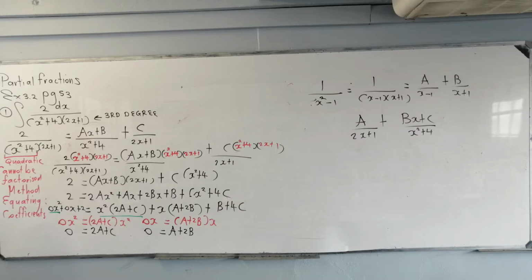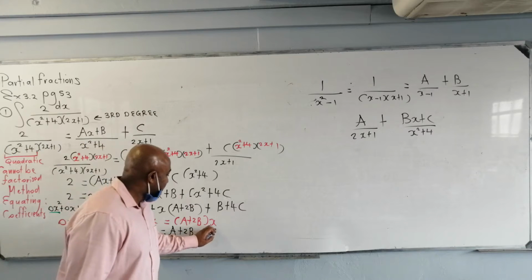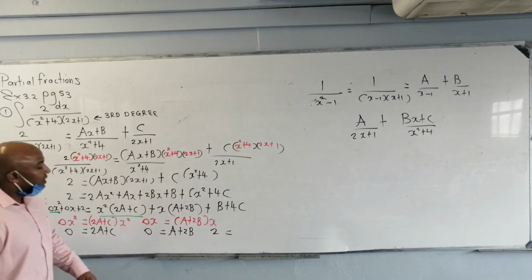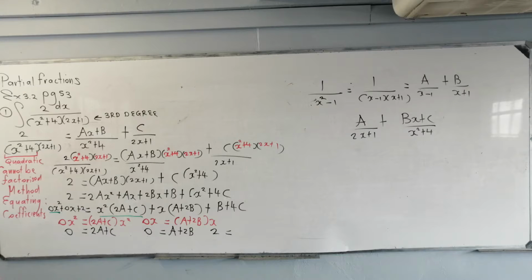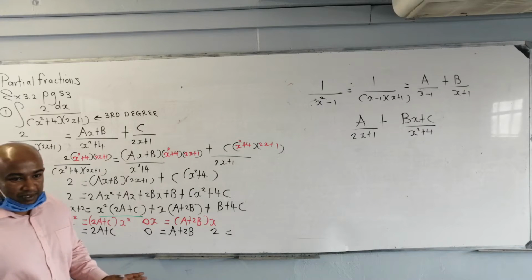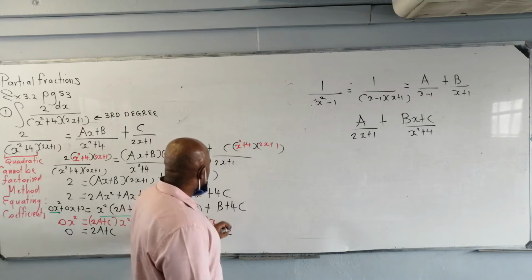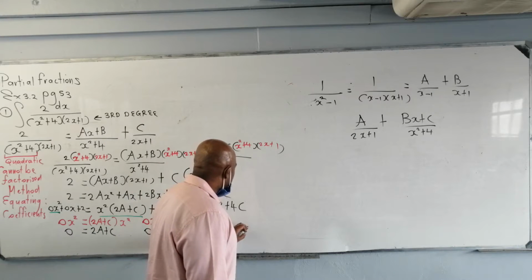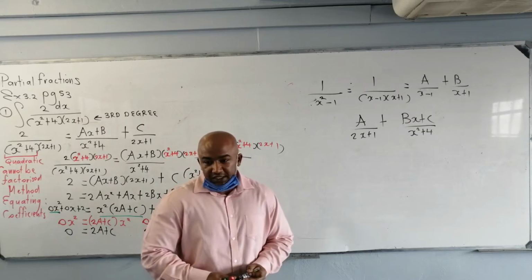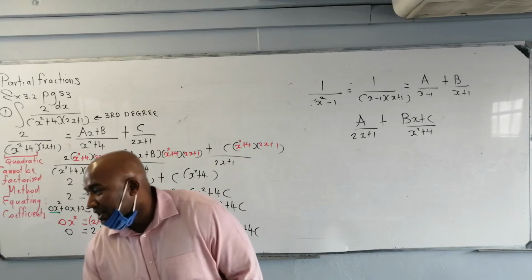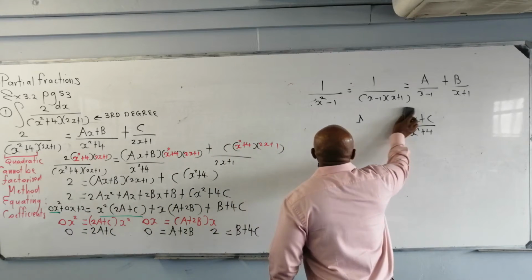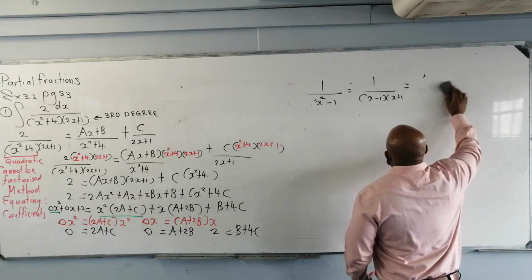Okay, now finally the constant on the left hand side is 2, must equal to the constants on the right. Constant is anything that does not have x multiplied by it. Must equal to the constant on the right, which is b plus 4c. So that is the method of equating coefficients.